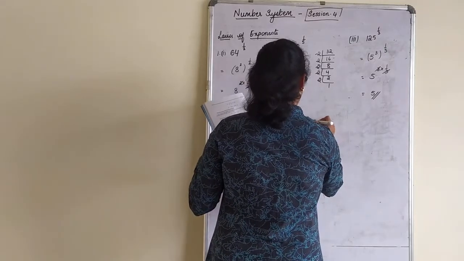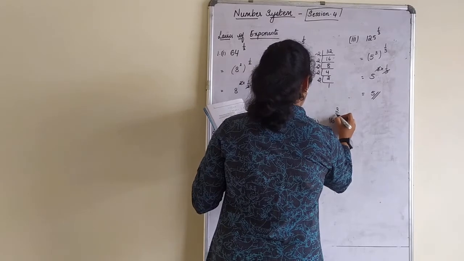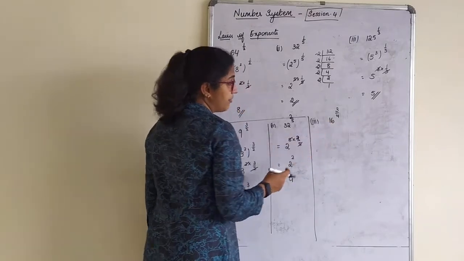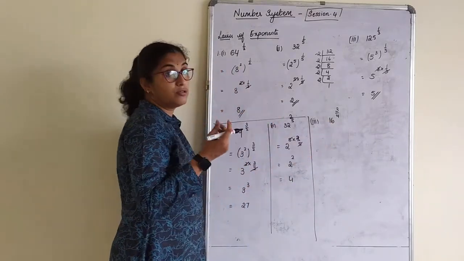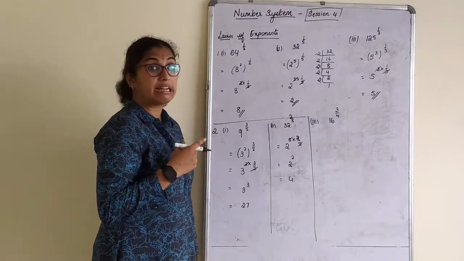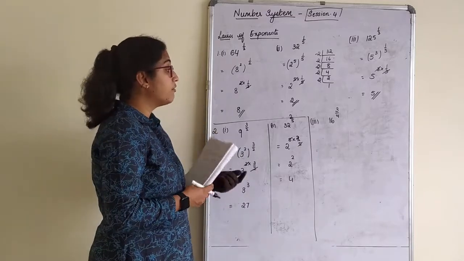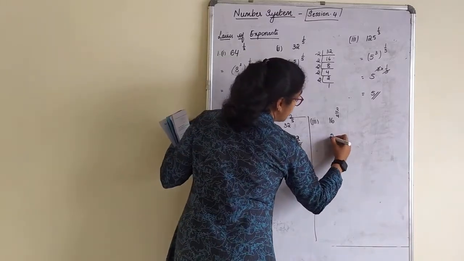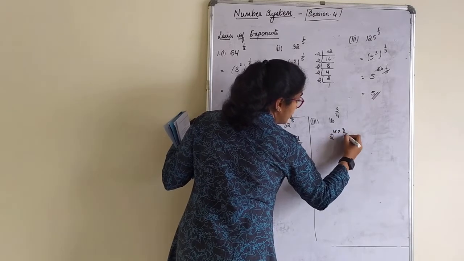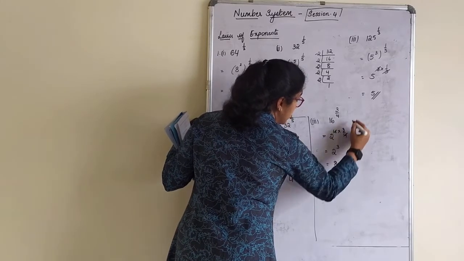16 raised to 3 by 4. So 16, how can you write? You can also write 16 as 2 2s are 4, 4 2s are 8, 8 2s are 16. That way also you can write, or directly 4 square. But if you write 4 square, you cannot cancel. So how will you write? 2 raised to 4 is 16, into 3 by 4. 4 and 4 cancel. 2 cube. Answer is 8.